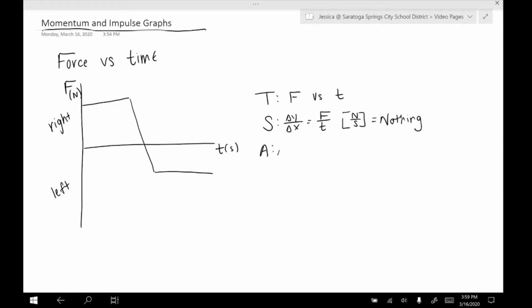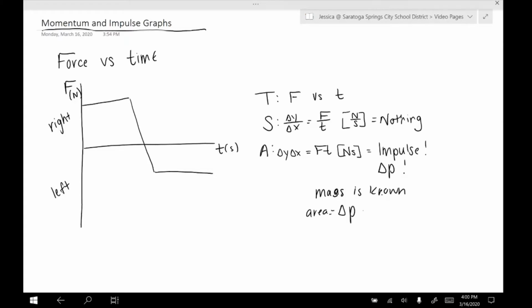And then area. Areas are usually going to be a change in y times a change in x. So force times time, or if we're thinking units, a newton times a second, which, if you remember, is impulse or change in momentum. So if we want to know information about the impulse or the change in momentum, we can use the area. The reason that's exciting is because if we know the mass, then we can take that area calculation, which again is our change in momentum, and figure out information about the change in velocity.